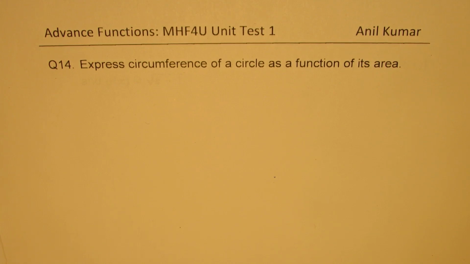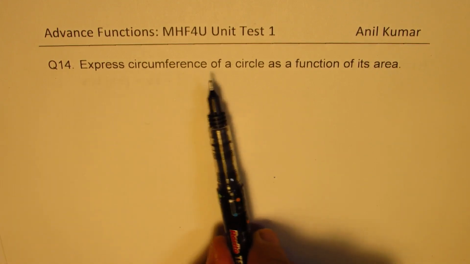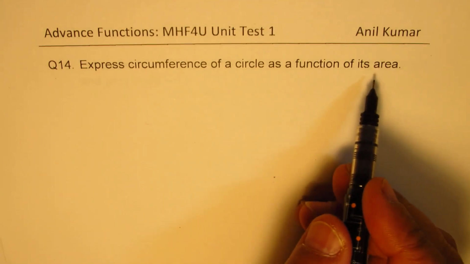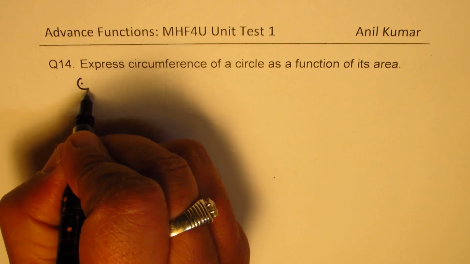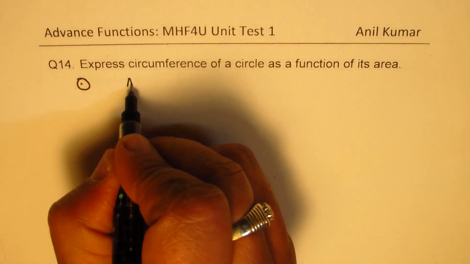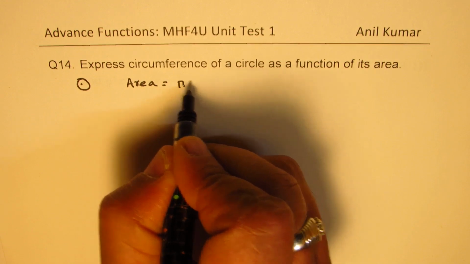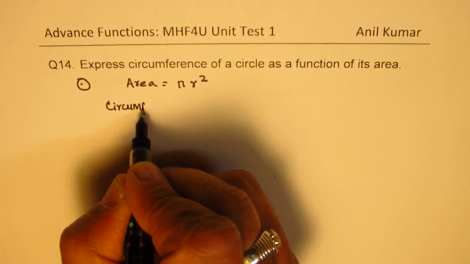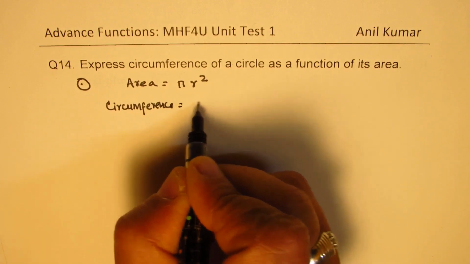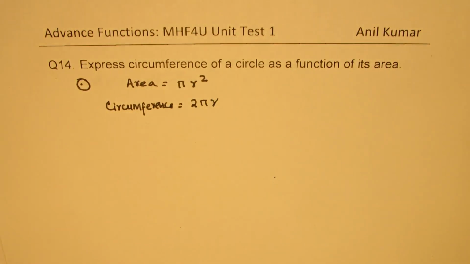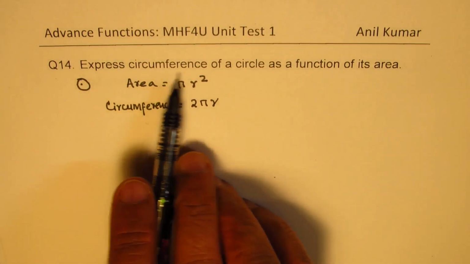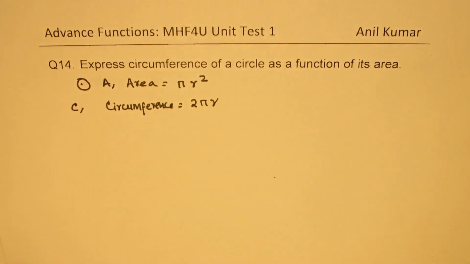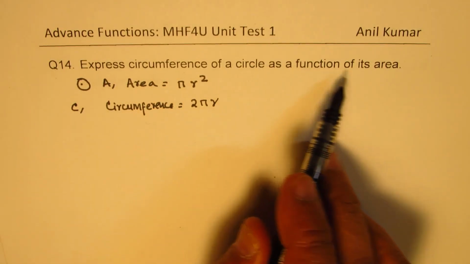Now here is question number 14, which says: express circumference of a circle as a function of its area. So let's write down the two equations. When we are considering a circle, in that case area is equal to pi r square and circumference is 2 pi r, correct? So these are the two relations. We want to express circumference of a circle. So let's call this circumference C and area A. So we want circumference as a function of area.